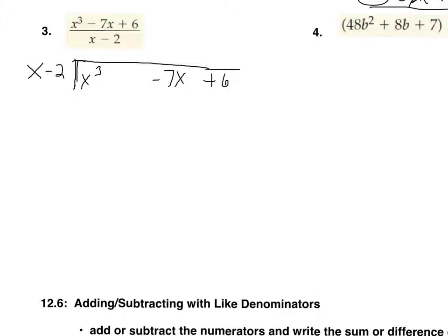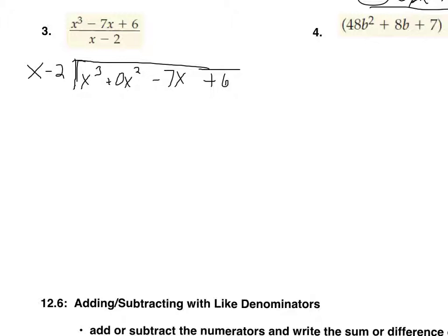And actually, not only do you have to leave a space for it, but we need to put in 0x squared. And you'll see why in just a minute. So anytime you're using long division and it skips one, so to speak, it doesn't just go right down the line in order, you have to remember to put a 0 in there. Okay, we're going to do the same thing that we just did.